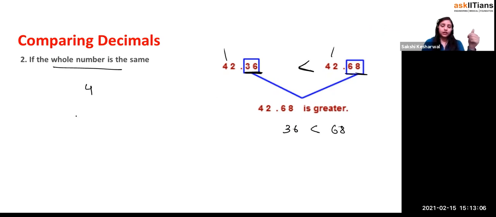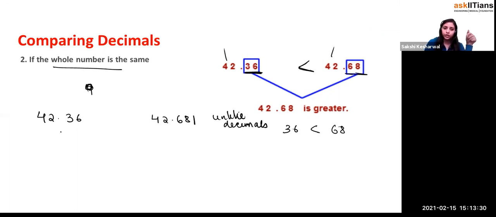Right, now if I give you the number 42.36, and if I write 42.681, right? Now this is the question given. How are you going to judge this? As we have learned, these are unlike decimals, right? So what you do, you convert unlike decimals into like decimals, because this has been divided into 10 equal parts, and this is divided into 1000 equal parts, as we do in equivalent fractions, yes or no?